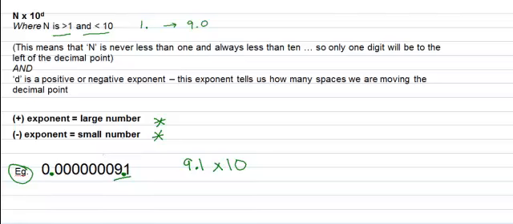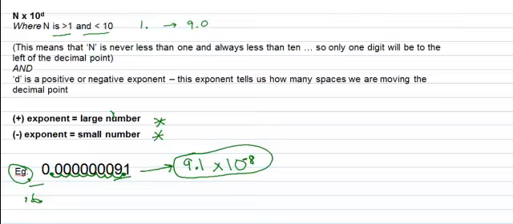Now we're going to count the number of places that we moved. So we moved from here to 1, 2, 3, 4, 5, 6, 7, 8 places. And then we have to decide whether it's a positive or a negative exponent. The fact that it started out as a very small number tells us that it's going to be a negative exponent. So our number translated into scientific notation just like that.